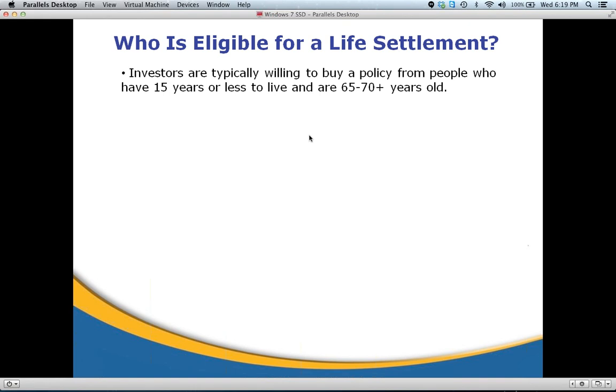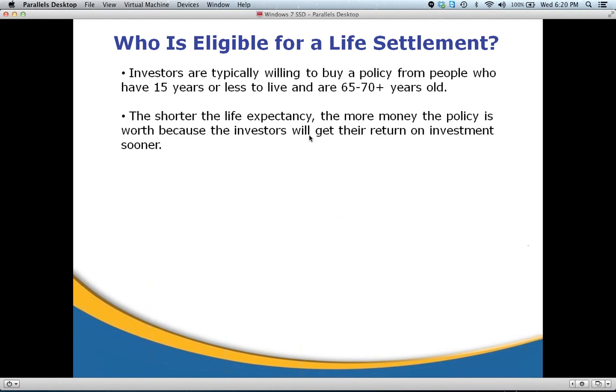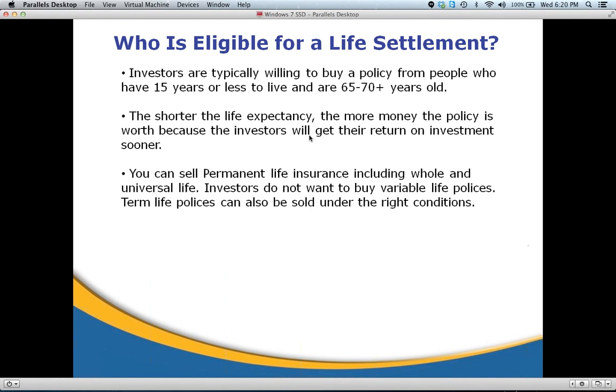All of them have their own little niche markets that they like. So it just depends. The shorter the life expectancy in general, the more money the policy is worth because the investors will get their return on investment sooner. The longer they have to pay those, because the investors are going to start paying the premiums like they own the policy. So the longer they pay premiums, that eats into their return on investment.